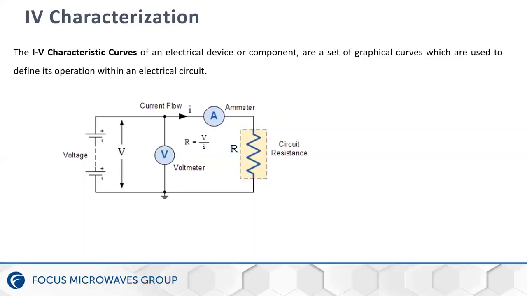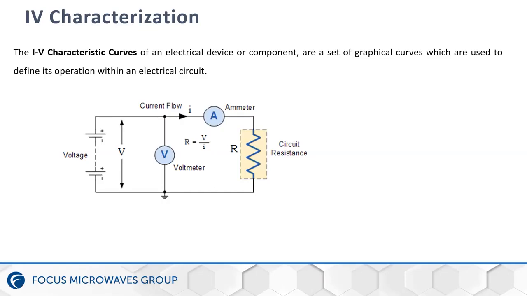So, IV characterization, or IV characteristic curves. As the name suggests, this is basically the relationship between the current flowing through an electronic circuit and the voltage applied across its terminals. IV characteristic curves are generally used as a tool to determine and understand the basic parameters of a component or a device. This information can also be used to mathematically model its behavior within an electronic circuit.